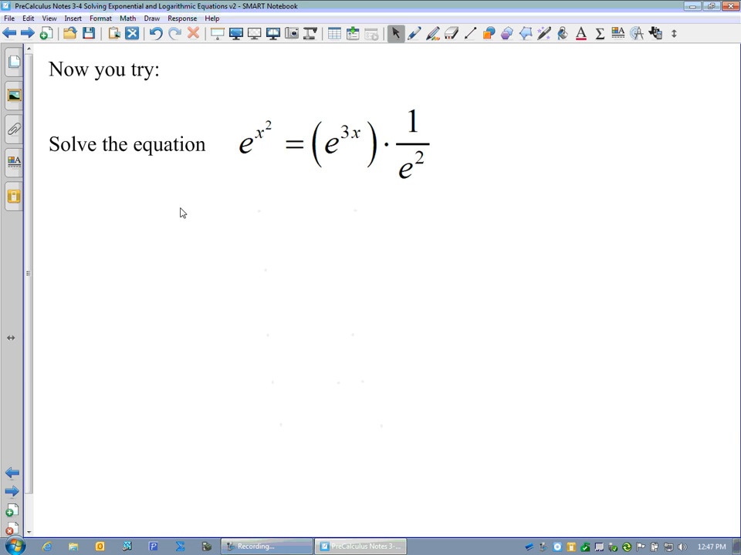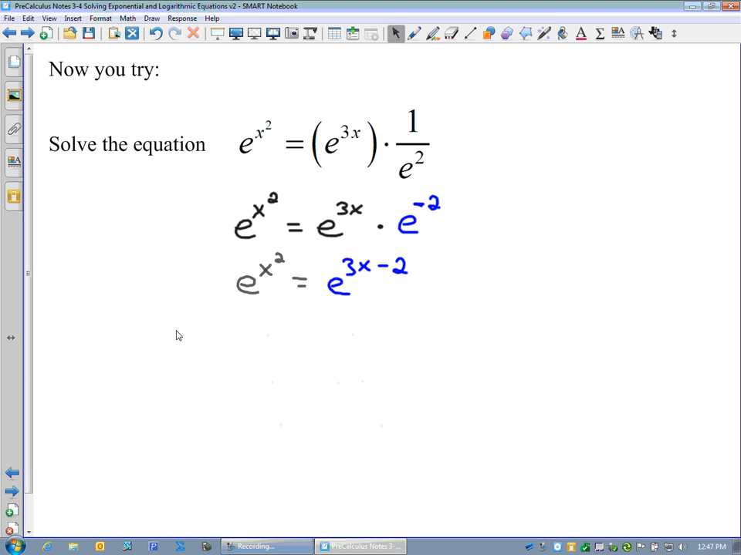Okay, hopefully you have an answer by now. And if we look on the left side, it's just e to some power. The right side is e to some power, and then we have e in that denominator. So I can rewrite this first one as e to the -2. The rest of the equation will stay the same, but I still want to combine these two, so I have e to a power equals e to a power. And when I do that, when multiplying powers, you keep the base and add the exponents. That gives me e to the 3x minus 2.